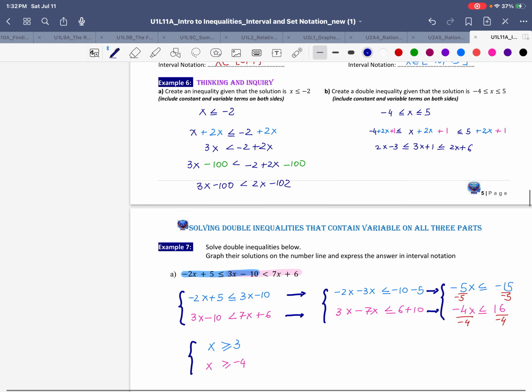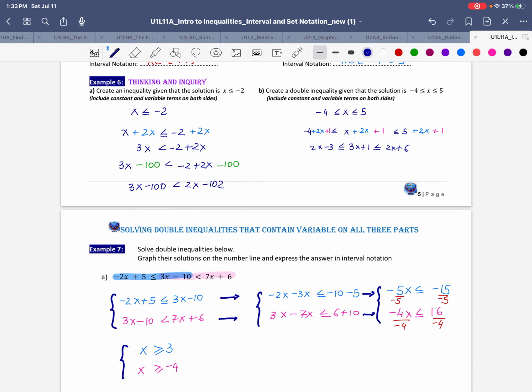So this was the end of the lesson on linear inequalities. And this is lesson U1L11A. So in lesson B, we're going to look at polynomial inequalities of degree 2 or higher.